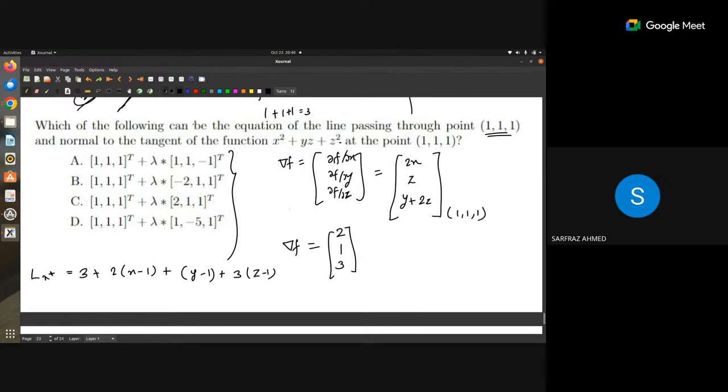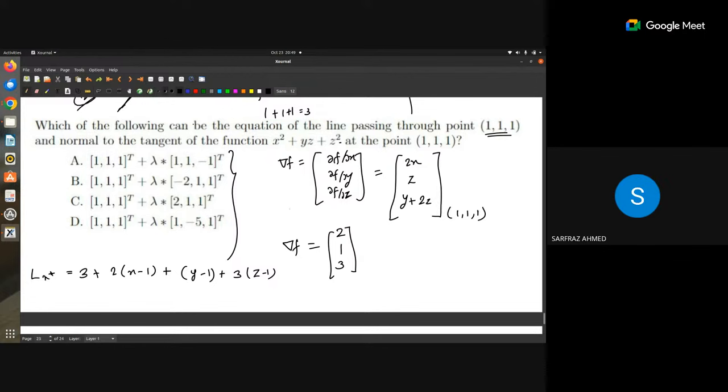Sir, why are we doing this? Because one point we are having is 1, 1, 1. The other point it is saying is the tangent at point 1, 1, 1, right? So that is the same point, no? Yeah, sir. So one point we are having 1, 1, 1, and directly putting 1, 1, 1 into the tangent, we can get the equation, right? No, how can, I don't know. Like, no, sir.